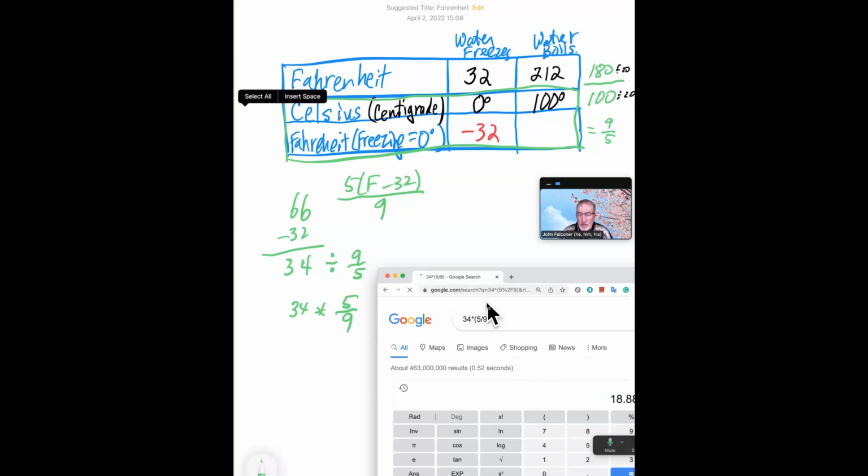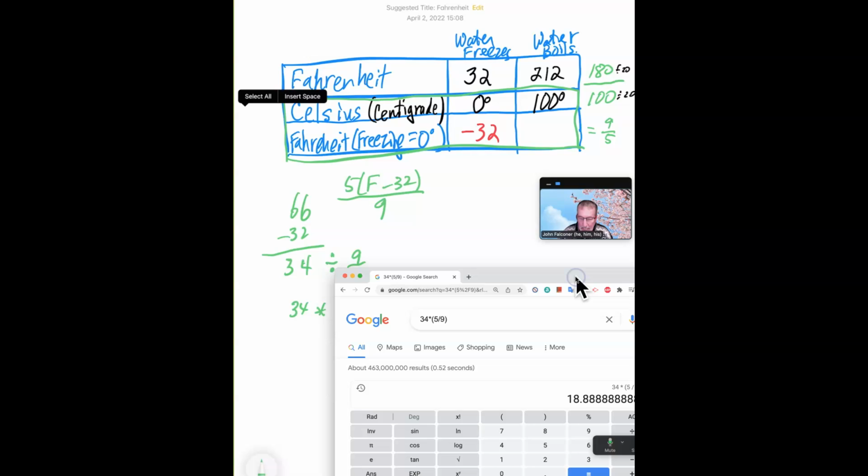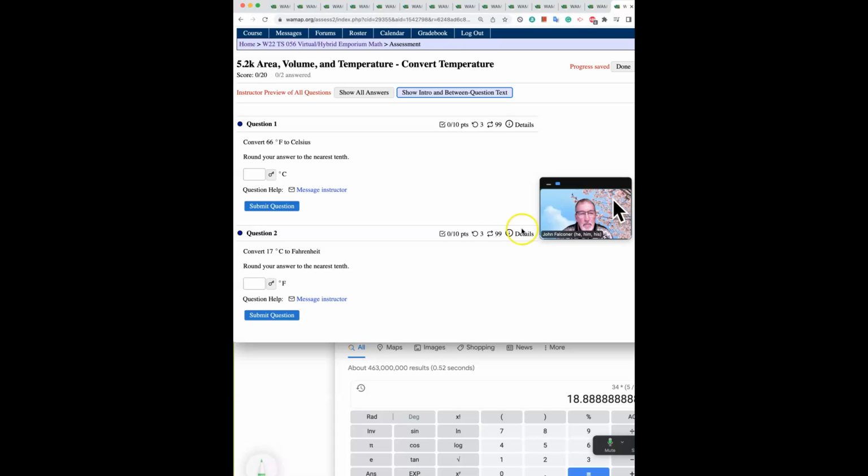And that should give us the temperature, 18.88888, so 18.88, and that's repeating, right? So that 8 just goes on forever. Let's take a look at WAMAP and see what they wanted. Round your answer to the nearest tenth, they say, so let's do that.